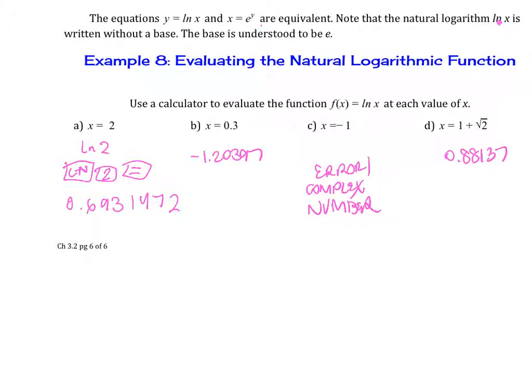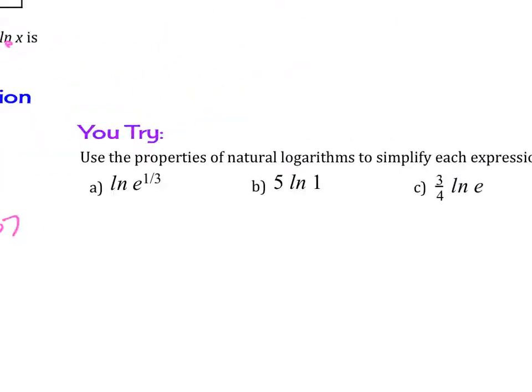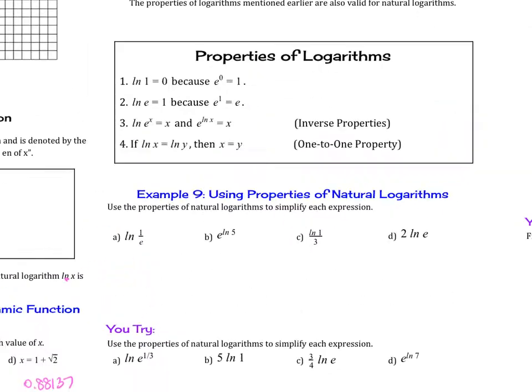Okay, if you tried this out, you would have gotten negative 1.20397 for letter B. Letter C, it's an error. You get a complex number because you can't have a negative value, same as the log. And letter D, we get 0.88137.